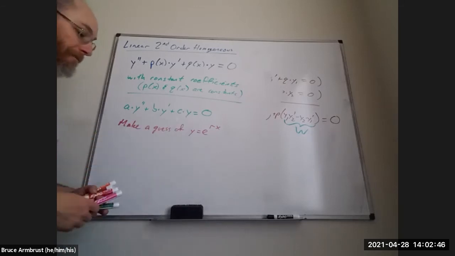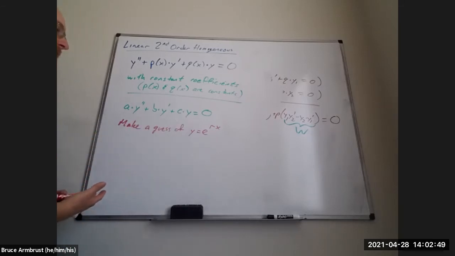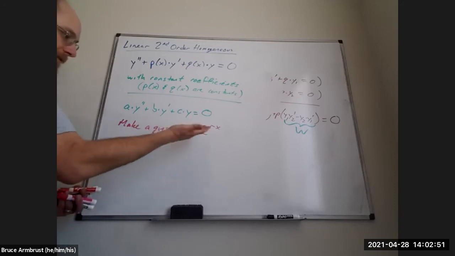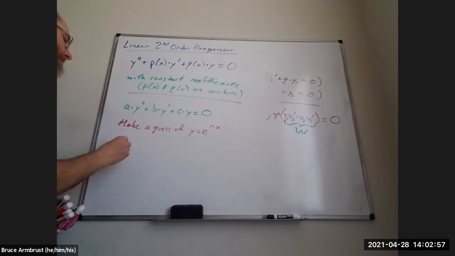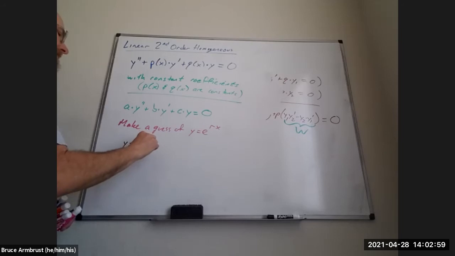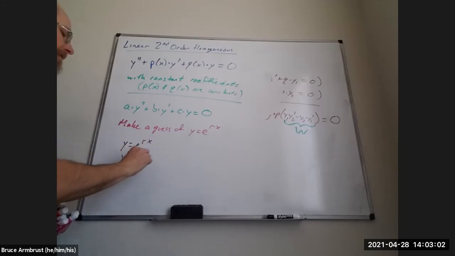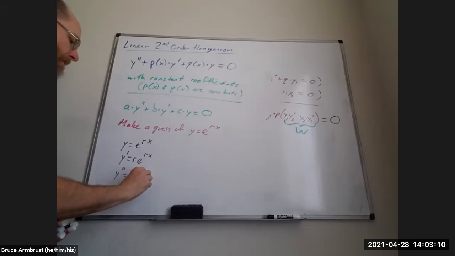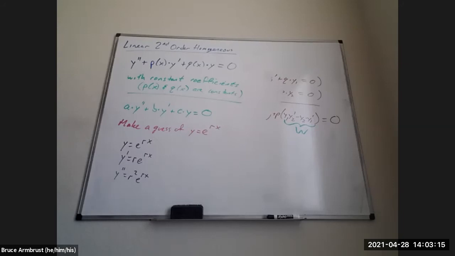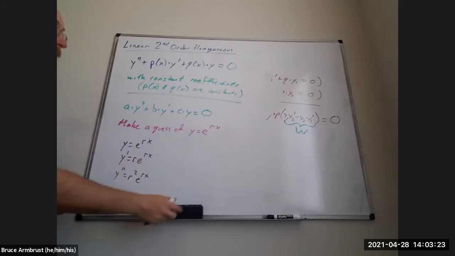Well, let's see what r has to be in order for us to have a solution. All right, well, if y is equal to e to the rx, then y prime is r e to the rx, and y double prime is equal to r squared e to the rx. So let's put those in and see what that forces onto our r.